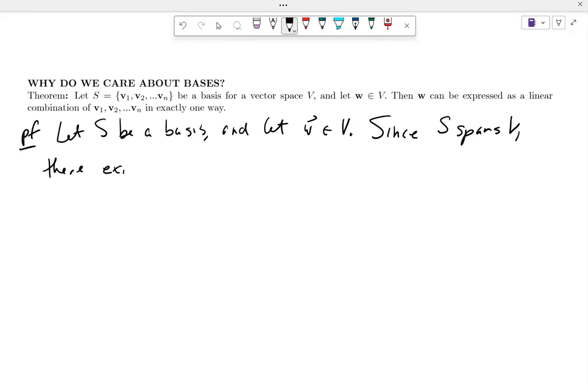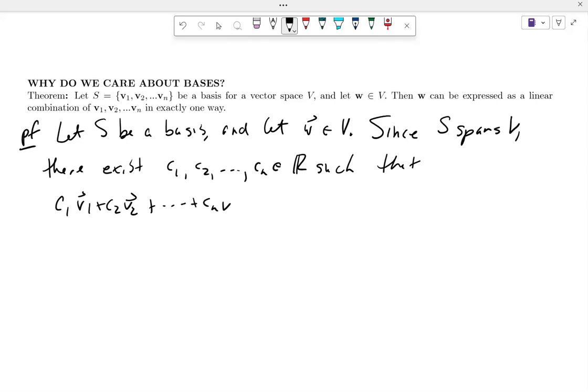there exist C1, C2 out to Cn, such that C1 V1 plus C2 V2 plus Cn Vn equals W. That's literally what span means, right? We wrote that definition down at the beginning of the class. Does anything about spanning tell me that it's unique? No, it just tells me that one exists, right?